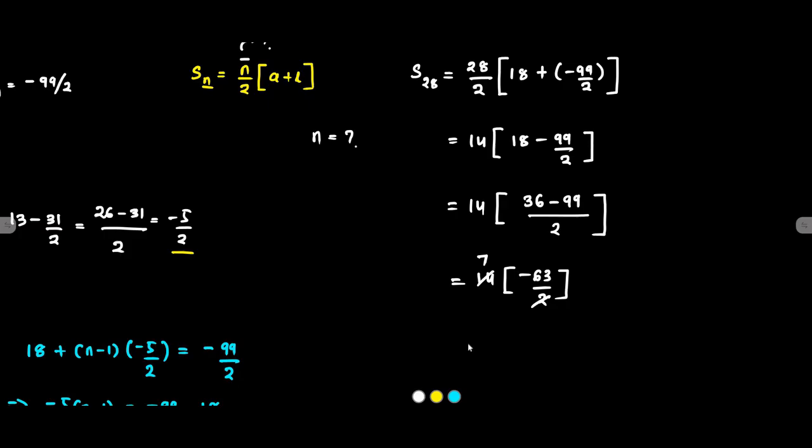So we have 7 into minus 63, so it is equal to minus 21, so it's 42. So it is minus 441. This is the sum of the 28 terms, the total number of terms which are present in the given arithmetic progression. Okay, so this is the thing.